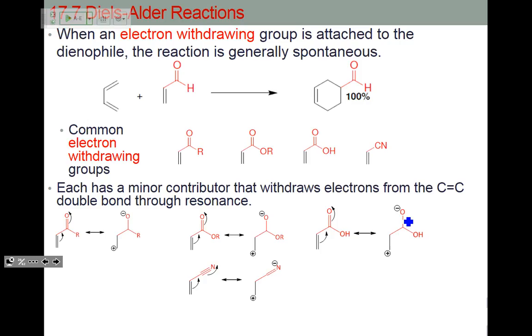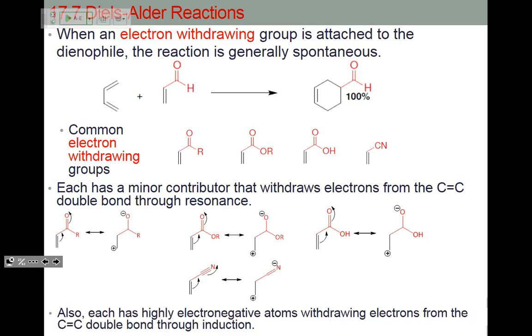So we have these electronegative atoms. Now clearly if we were looking at reactivity, these two would probably react more than this one, because this one only has 1 oxygen that's electronegative. These have 2 oxygens that are electronegative. So you can imagine that we would have an even faster rate with this versus this. And then the cyanide, C triple bond N, again, you get that resonance structure. So electron withdrawing groups, we typically draw them on the dienophile to make the reaction go forward.